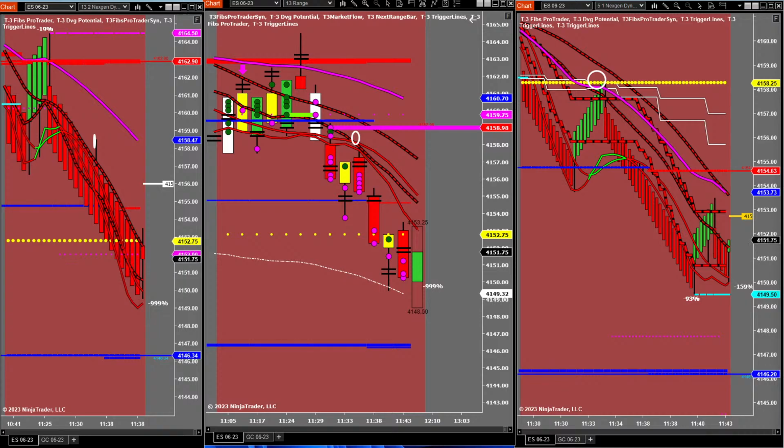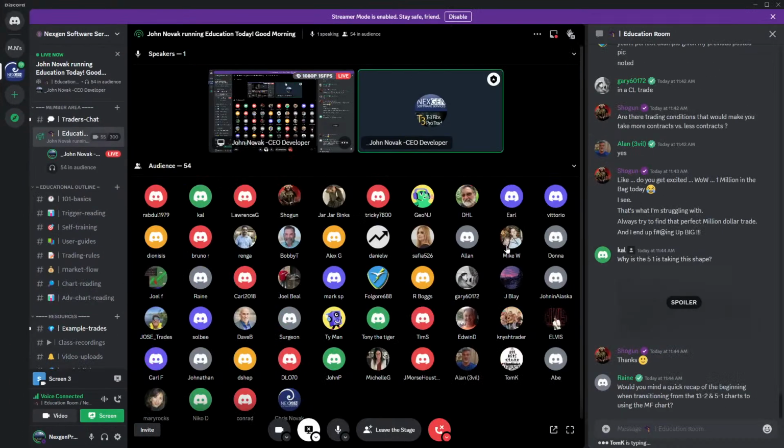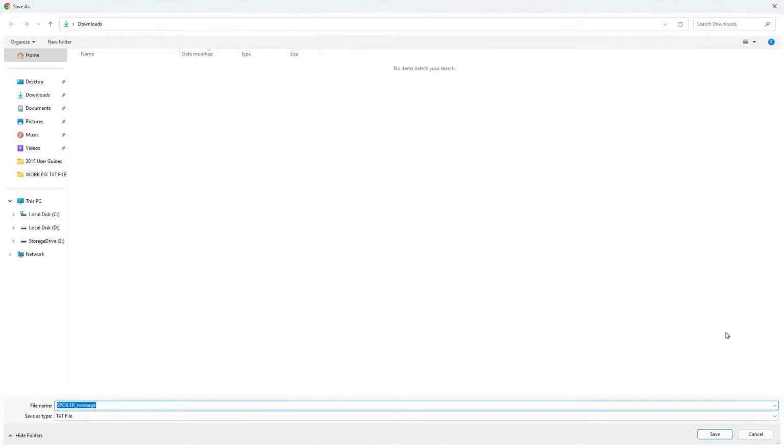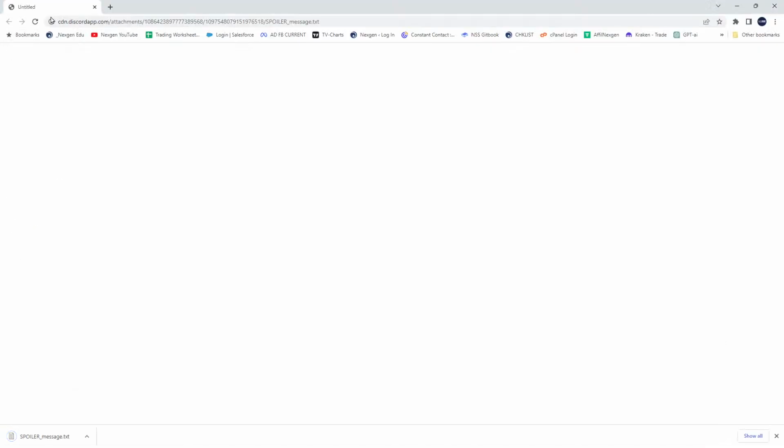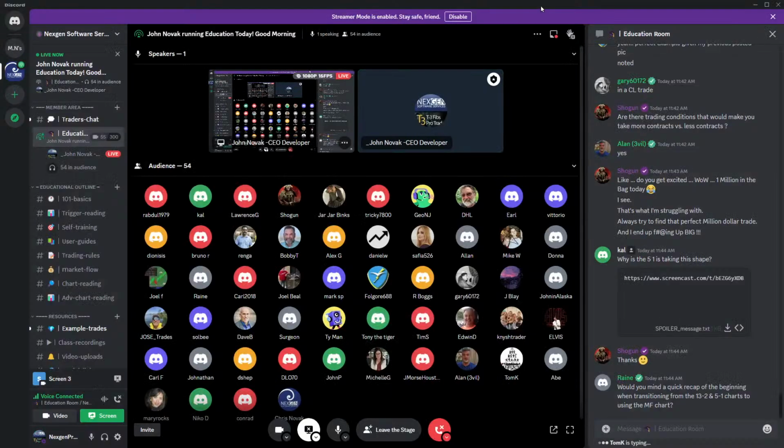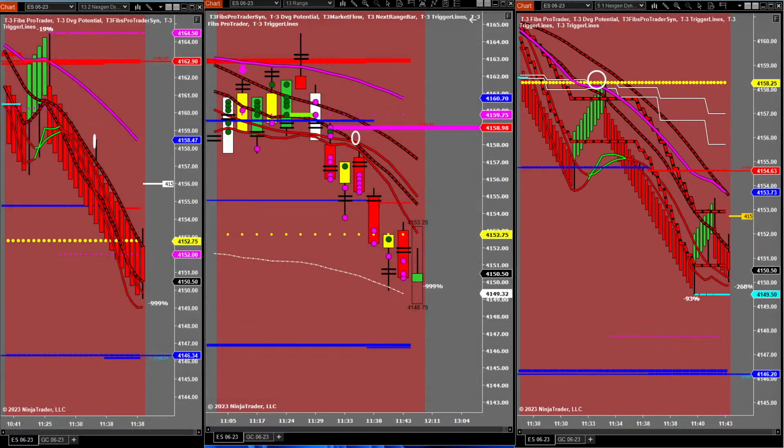Cal, why is the 5-1 taking this shape? I have to click that thing. I've never seen that before, so I don't know what that is. Hang on, this is new to me. Why is the 5-1 taking this shape? Do I get to download it? I don't know if that's helpful. I don't know what that is, Cal. I don't know what to do with it. I guess I'm old.